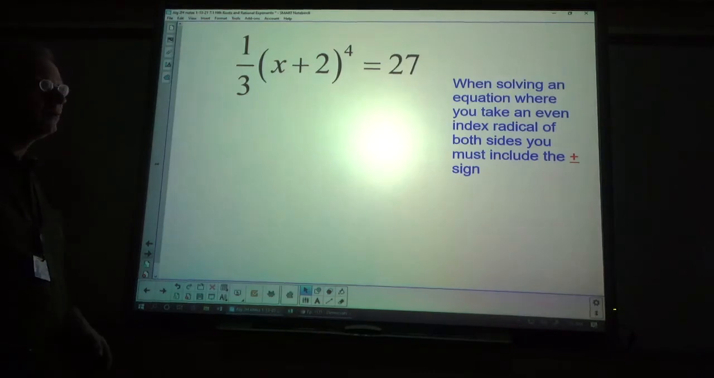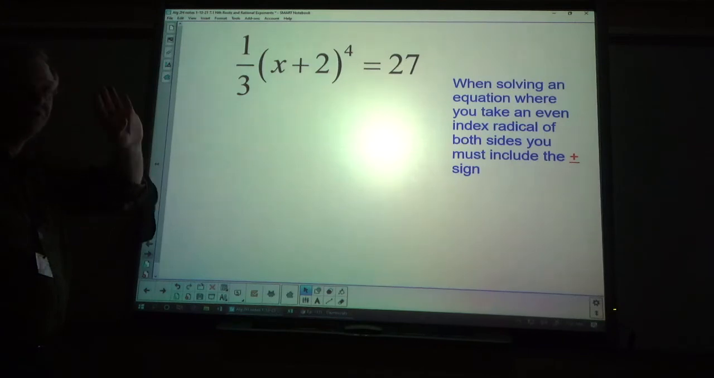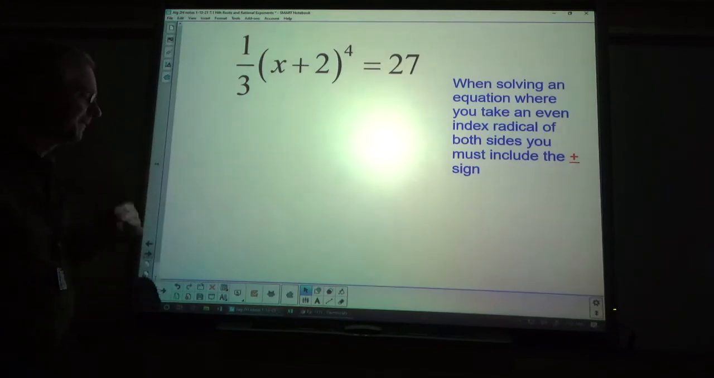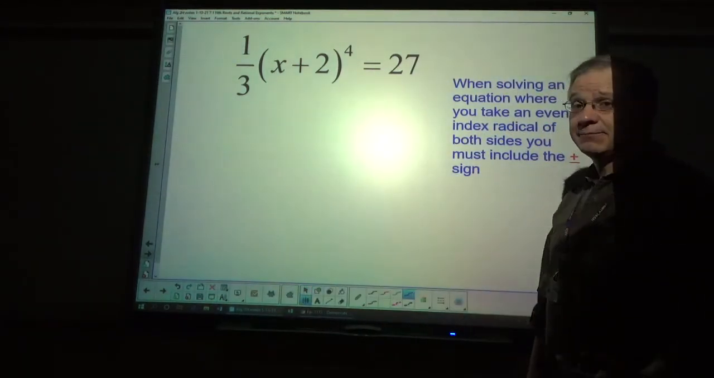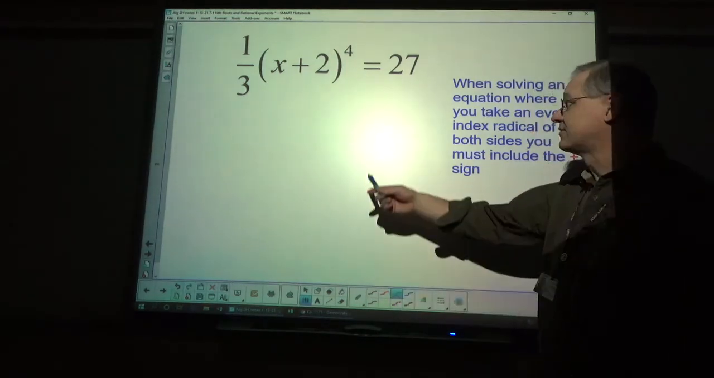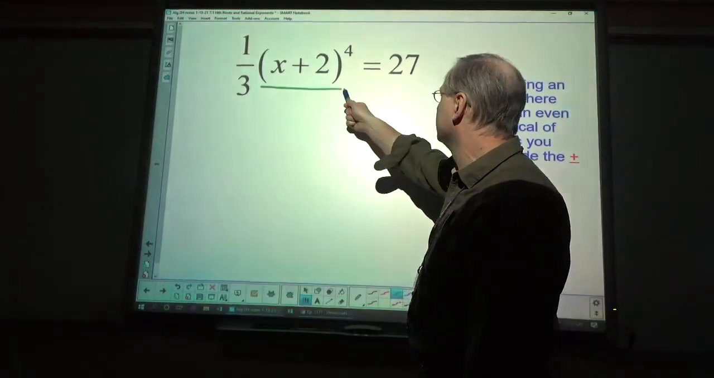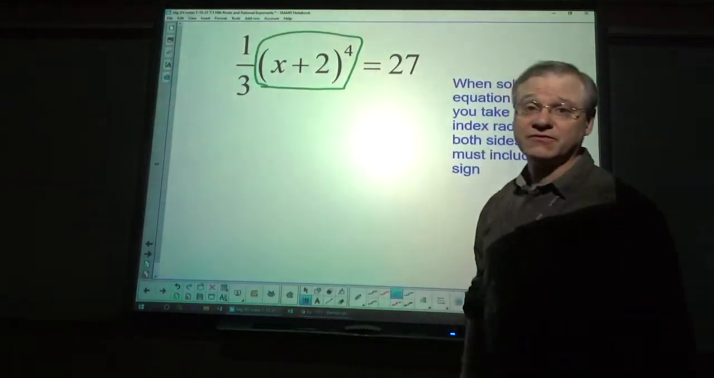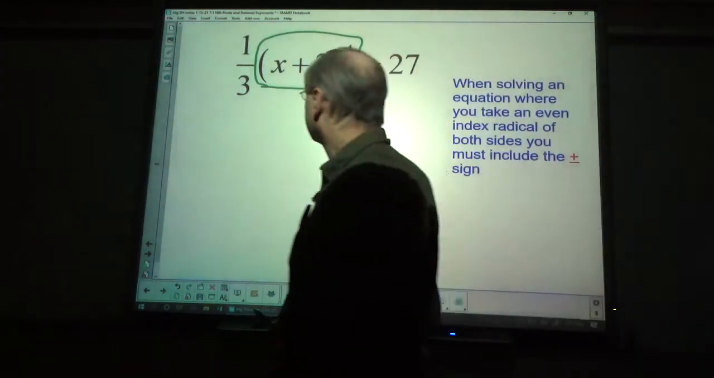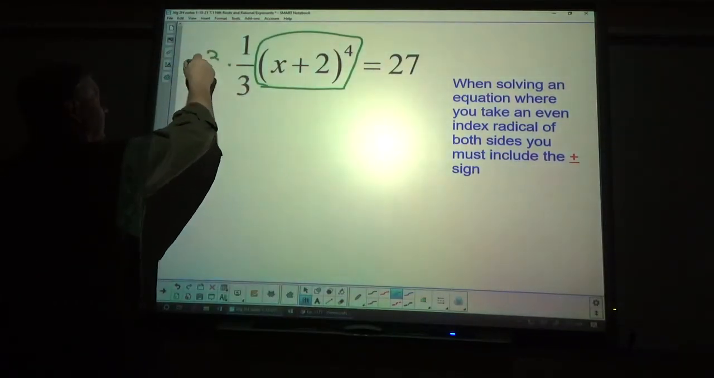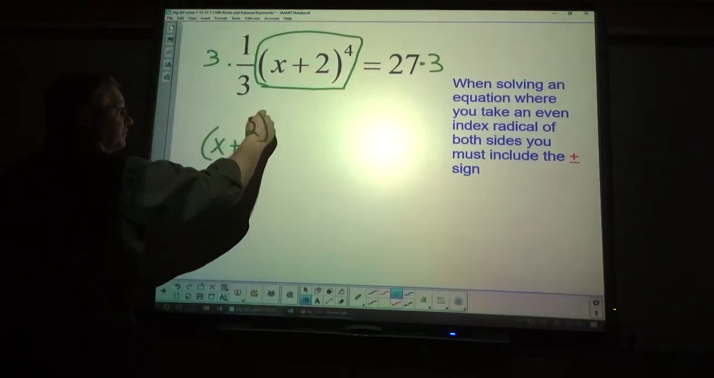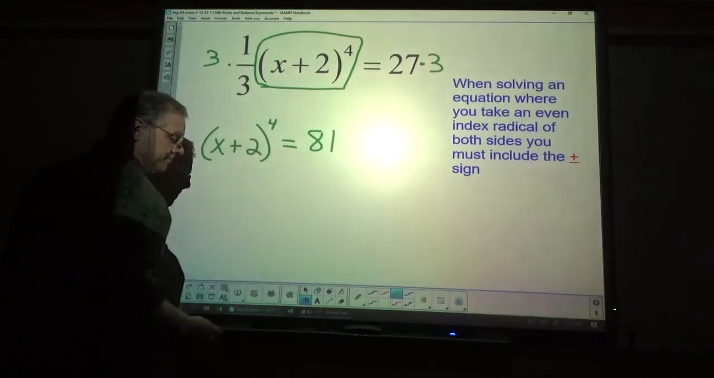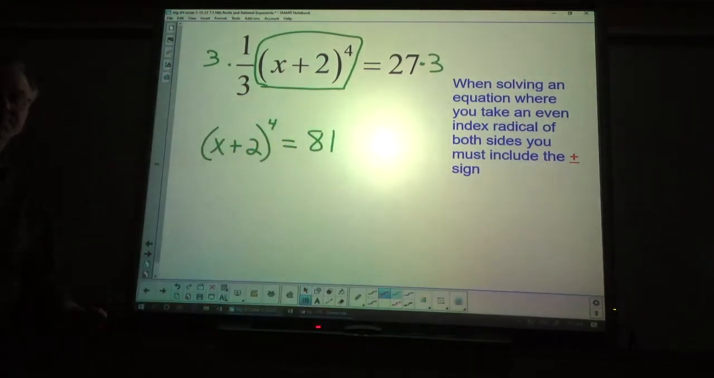All right, so now we want to solve an expression that is raised to the fourth power. All right, or any power for that matter. The first step in the process is you have to get the thing being raised to the power by itself on one side. So I'm going to start this process by multiplying both sides by 3. That gets me x plus 2 to the fourth power equals 81. All right, great.